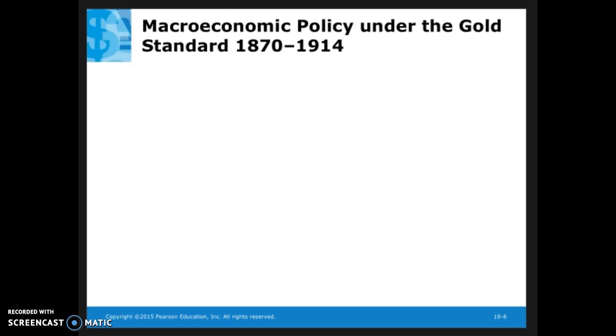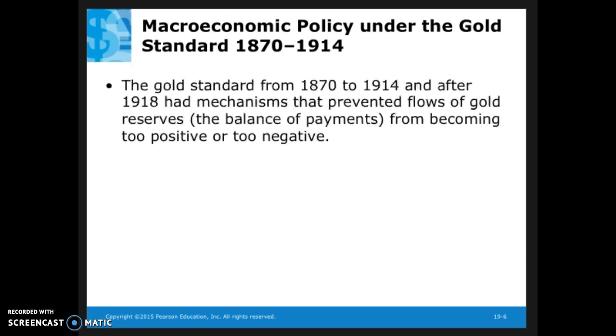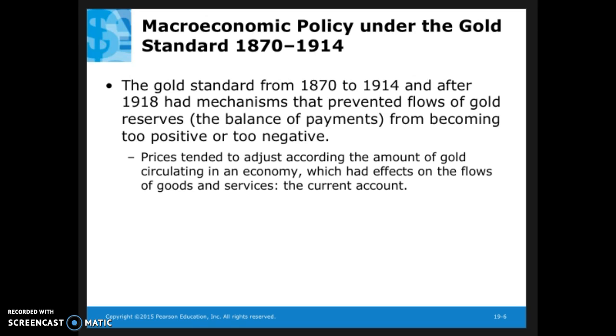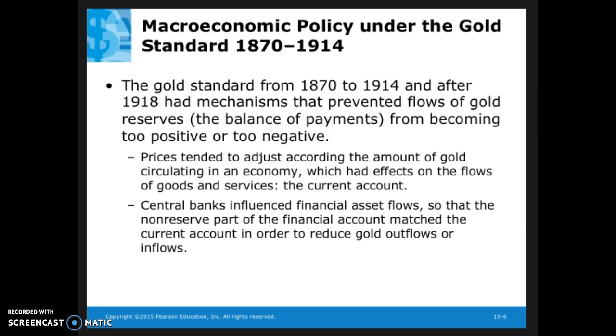So, macroeconomic policy under the gold standard. This was from 1870 to 1914. After 1918, there were mechanisms that prevented flows of gold reserves from becoming too positive or too negative. Prices tended to adjust according to the amount of gold circulating in the economy, which had effects on the flows of goods and services. That's called the current account. Central banks influenced financial asset flows so that the non-reserve part of the financial account matched the current account. This was to reduce gold outflows or inflows.